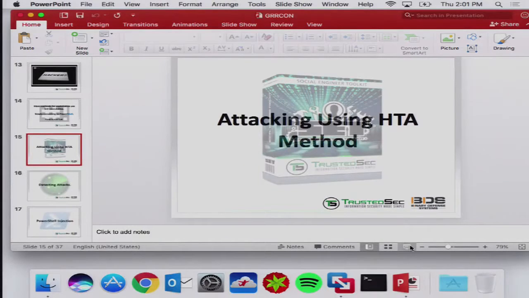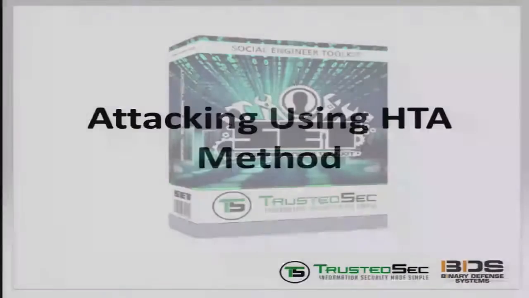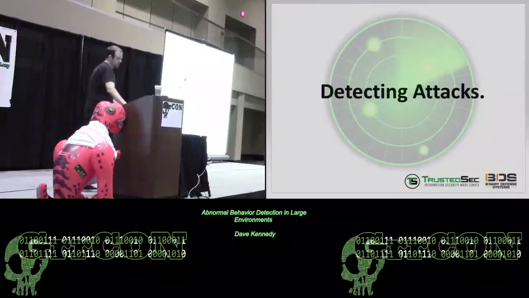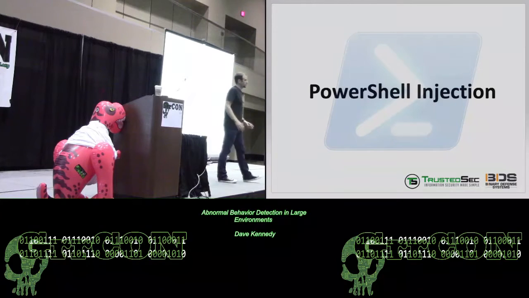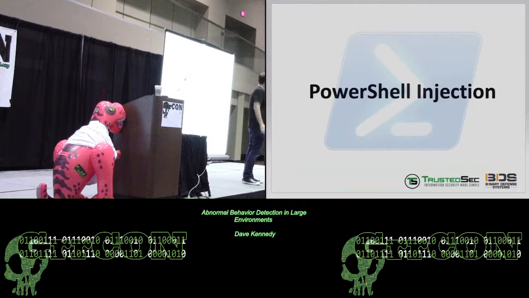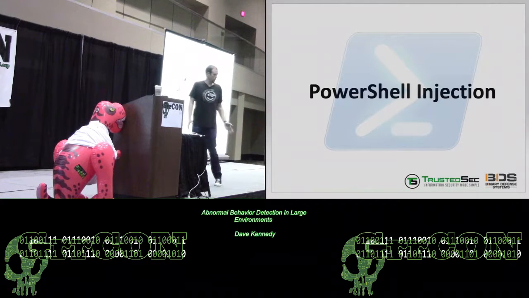So, let's talk about detecting attacks. Now, PowerShell injection is one of the toughest ones because with PowerShell version 5, I highly recommend it, it has some significantly advanced logging features in it. So you have the ability to look for things. A good one to look for is abbreviated encoded commands, right?